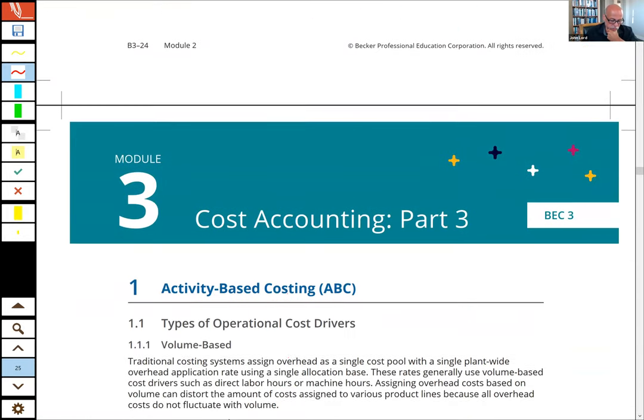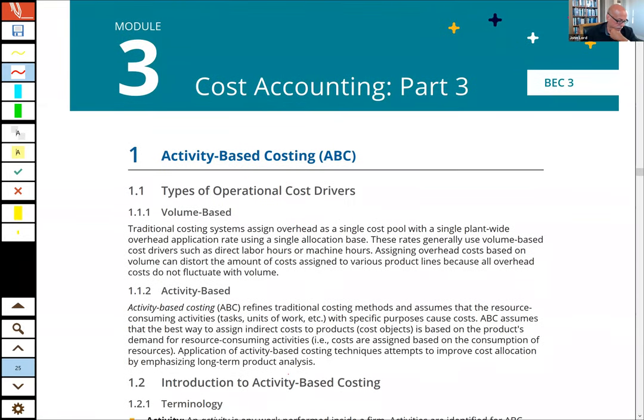Okay, good. Let's come over and talk about activity-based costing. And guys, this is all cost accounting, managerial accounting. I don't know why they are trying to tease this out as though it's separate, other than they think that if they make the modules shorter, it's easier for you to get through everything.